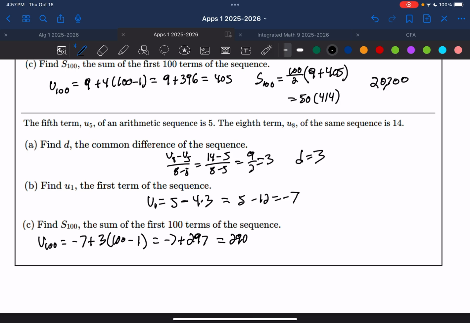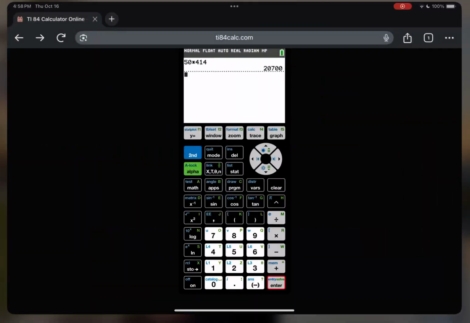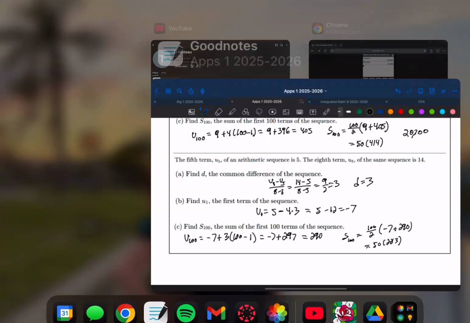Meaning that S100 is going to be equal to 100 over 2 times negative 7 plus 290. That's going to be 50 times 283. And 50 times 283 is 14,150.